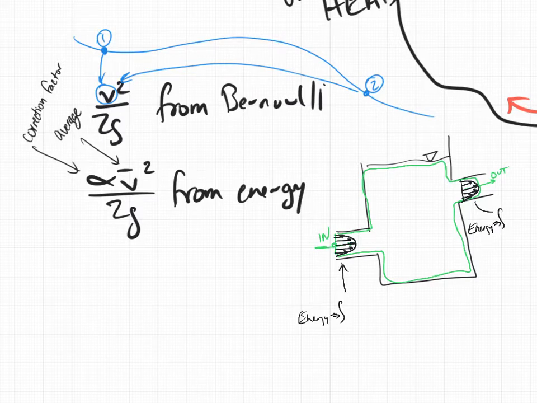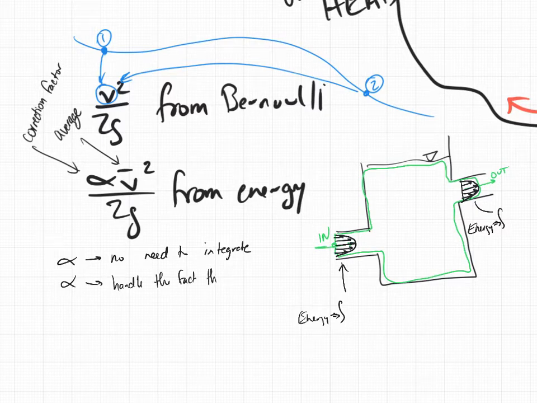So what somebody did is they said, well, they did this enough times and they did the math, and they said what alpha does is it makes it so there's no need to integrate. So alpha helps us handle the fact that the flow is not uniform. One day I'll do the full derivation as a video.